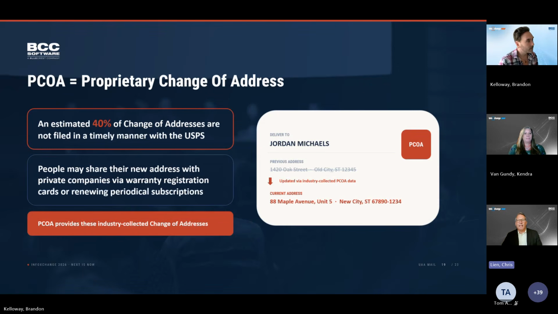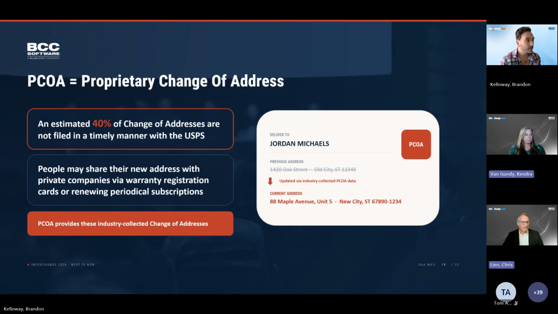And PCOA is pretty interesting. Kendra, can you remember how long we have been offering PCOA? Well, longer than I've been with BCC. It was there when I was here a decade ago. So about 10 years, right, Brandon? Something like that. I think under some of the products, isn't it called ECOA? So PCOA, ECOA, enhanced change of address.